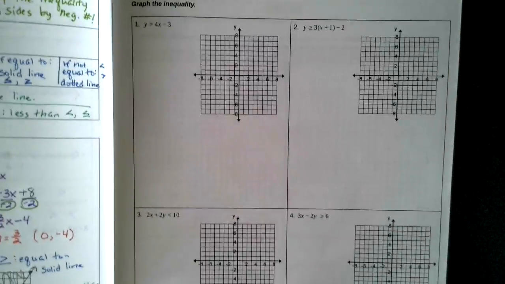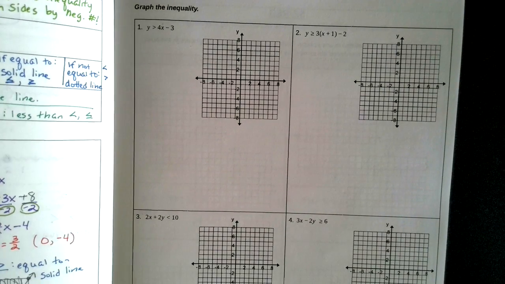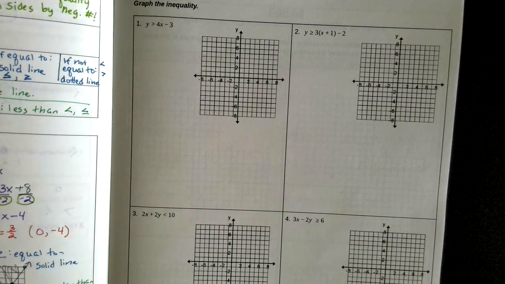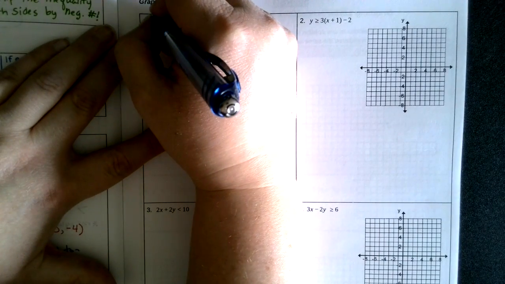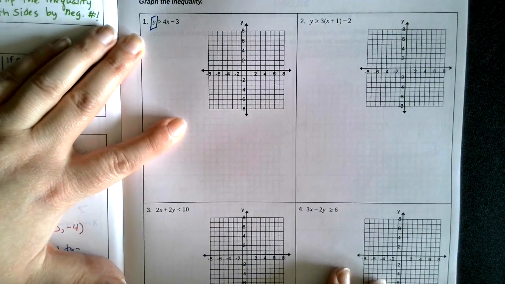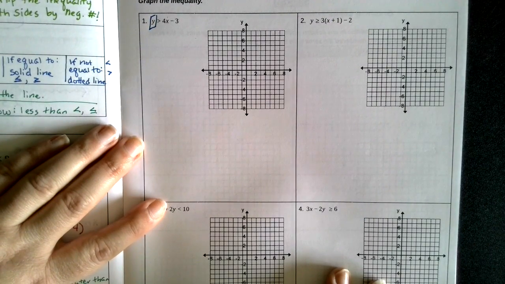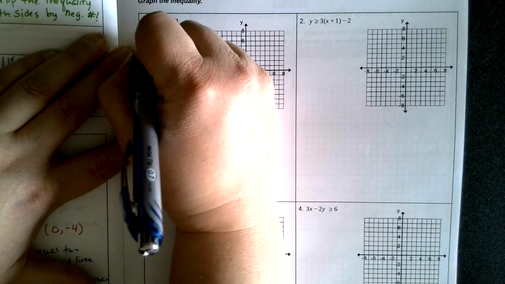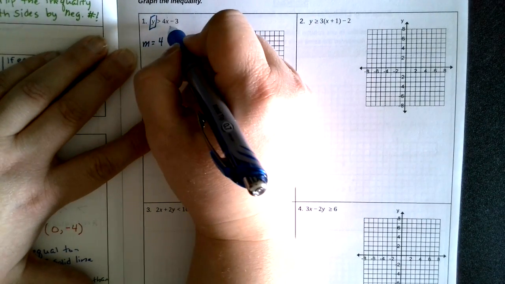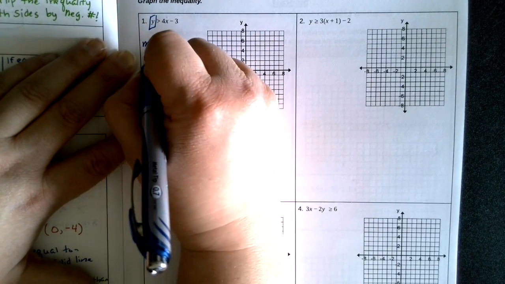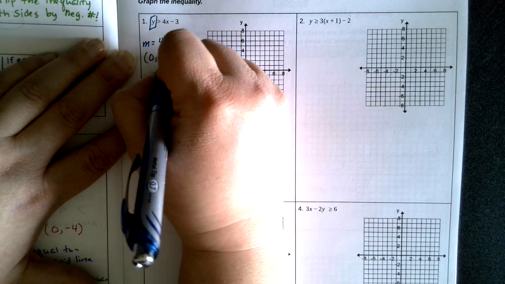Okay, we're going to do a couple more examples because I know that that was a little weird. So we're going to do number 1 over here. And we luck out, number 1 is already in slope-intercept form. The y is already isolated. So we get to go ahead and skip step 1, which is kind of nice. All right, step 2 says identify the slope and the y-intercept. So our slope is going to be 4. The b value is -3, and so our starting point is going to be -3.